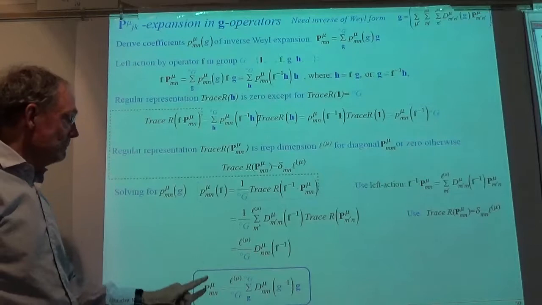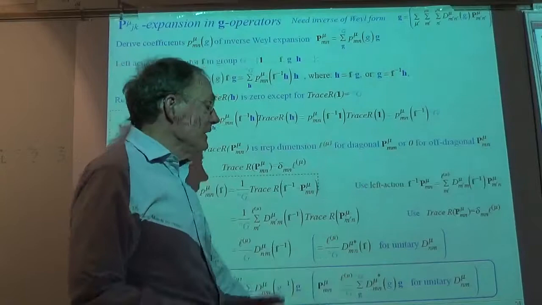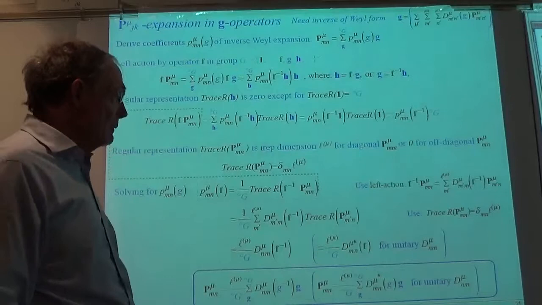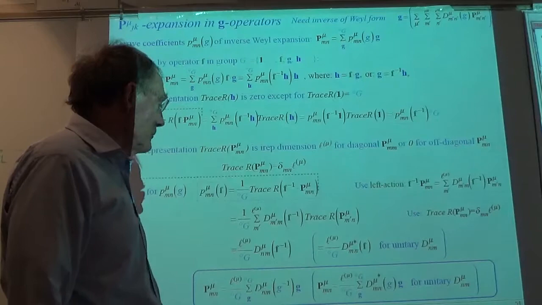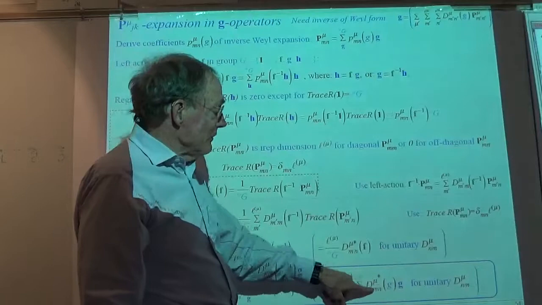Okay? So there's the Weyl expansion. That's the projection operator in terms of the group operators. If it's unitary, it's this. It's really easy to remember. P_mn is D_mn. But don't forget the star. If this is complex, that will screw everything up. That is a major blunder that I see very often in the literature as well as in homeworks. Okay, so there's the inverse of this. Notice that it's using the irreducible representation star.